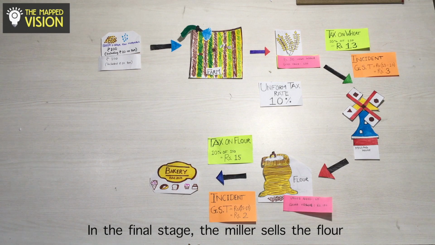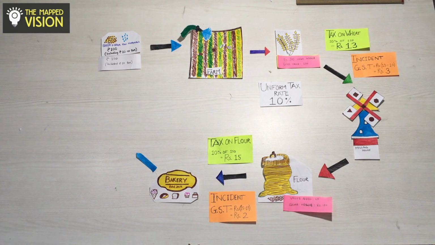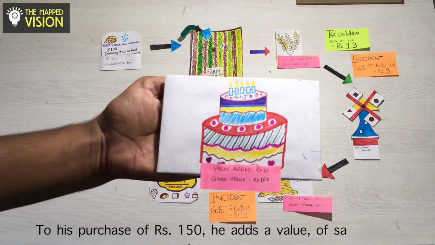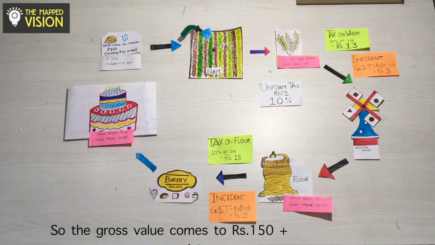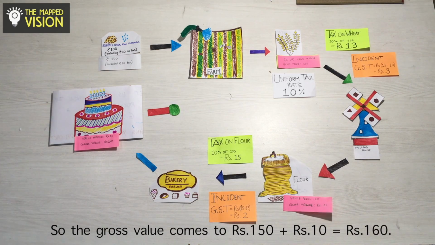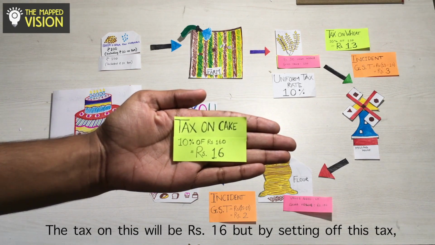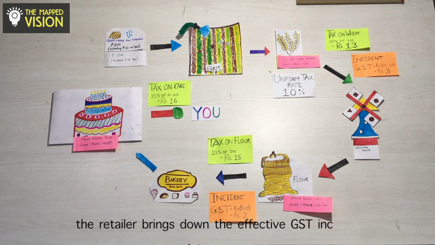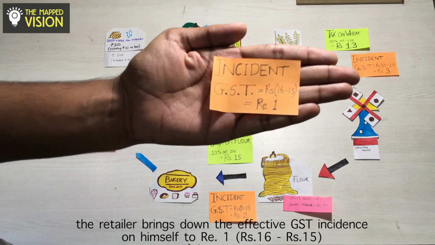In the final stage, the miller sells the flour to the baker, who then bakes the cake. To his purchase of rupees 150, he adds a value of say rupees 10, so the gross value comes to rupees 160. The tax on this will be rupees 16, but by setting off this tax, the retailer brings down the effective GST incidence on himself to rupees 1, which is rupees 16 minus 15.